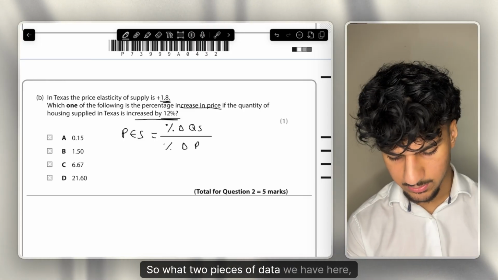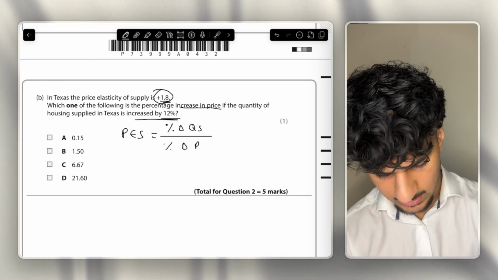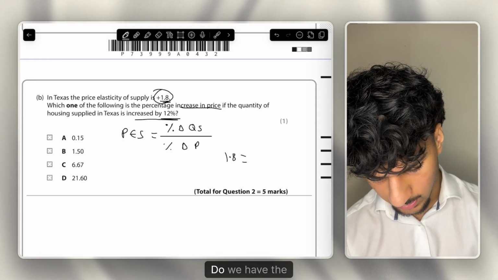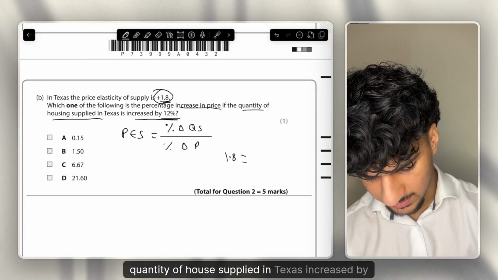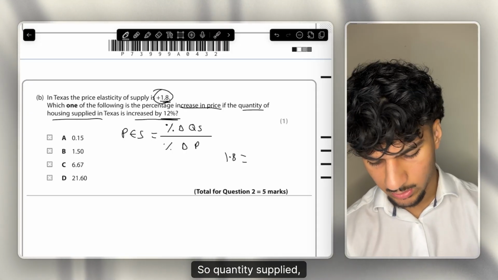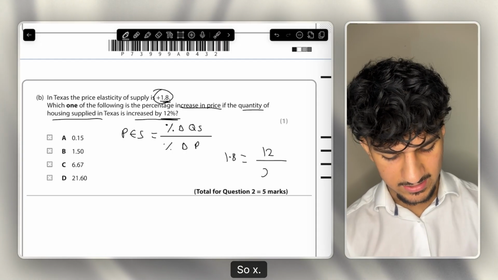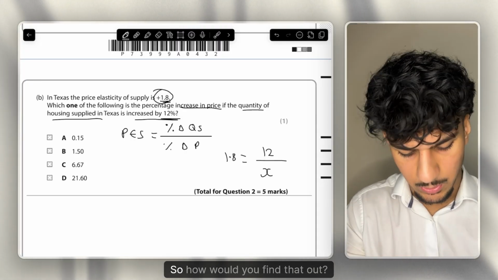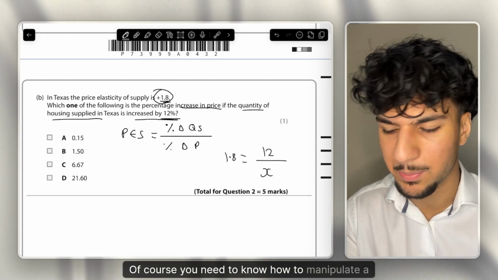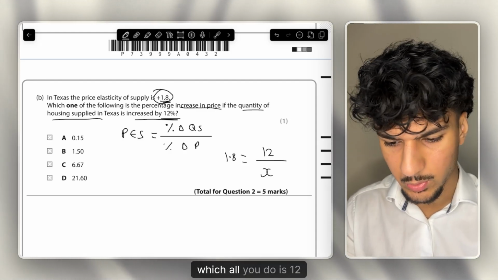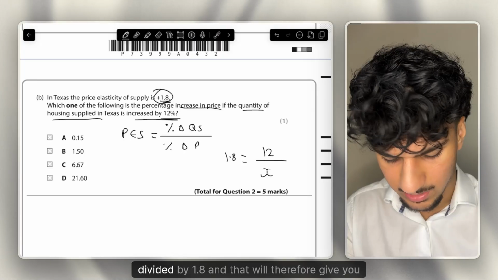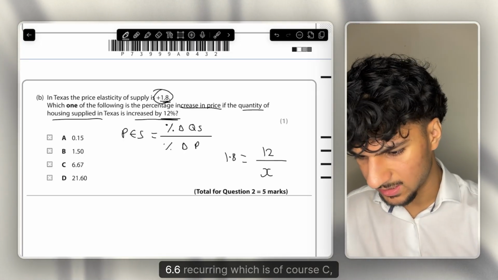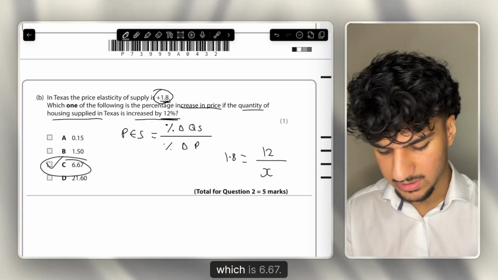So what 2 pieces of data do we have here? We have the PES here, which is 1.8. So let's fill that in, and then we also have that the quantity of houses supplied in Texas increased by 12%. So quantity supplied, which of course is the top of the formula. So X. So we need to find out the percentage change in price, the percentage increase in price. So how would we find that out? Of course, you need to know how to manipulate a very simple equation, which all you would do is 12 divided by 1.8, and that would therefore give you 6.6 recurring, which of course is C, which is 6.67.